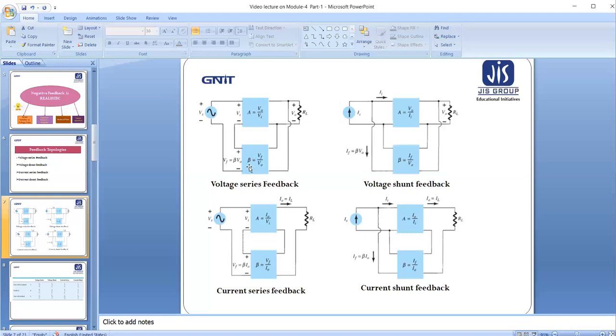Similarly, the beta is equal to output by input. What is the output? Output is a voltage. Input is also a voltage. So Vf by V naught. So this is the voltage series.